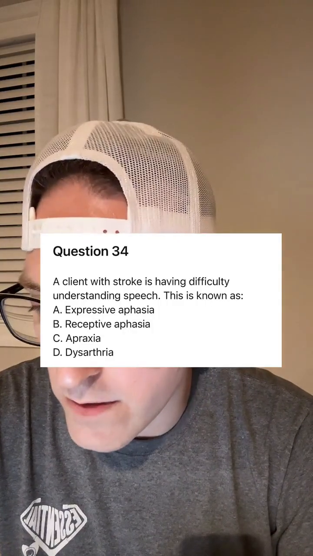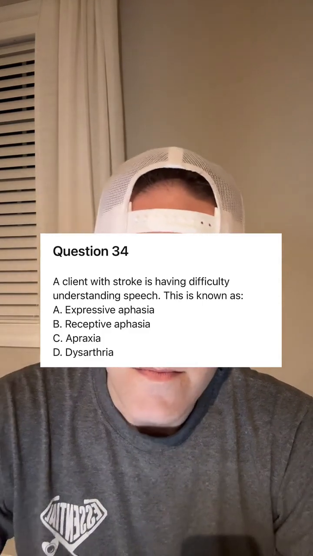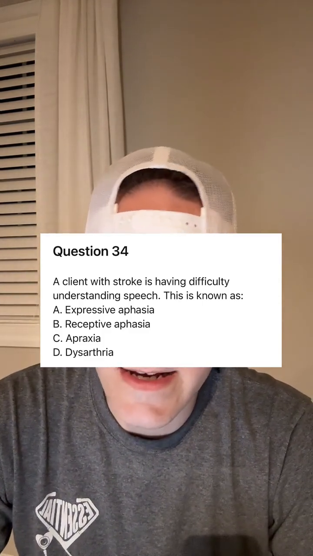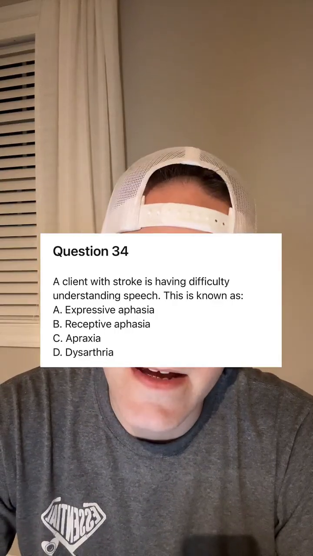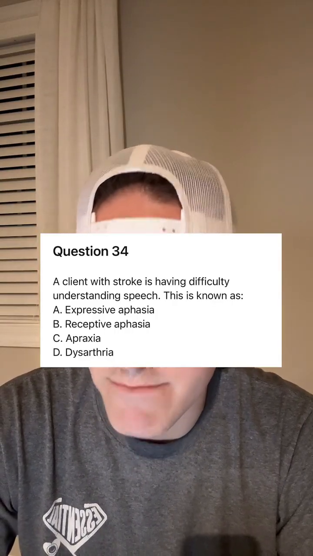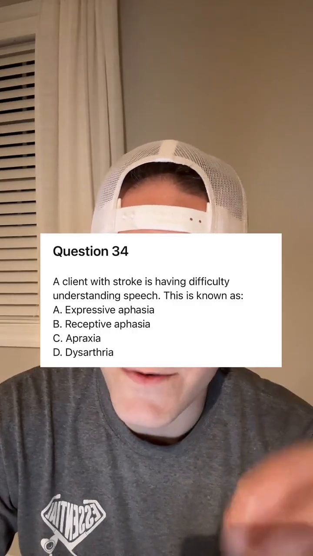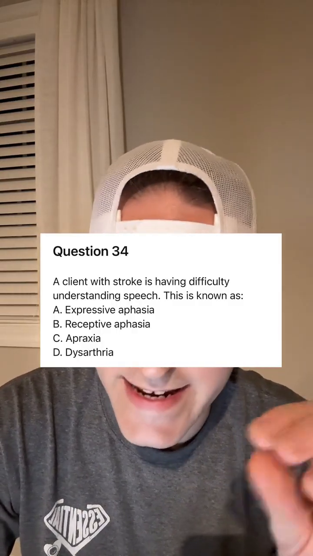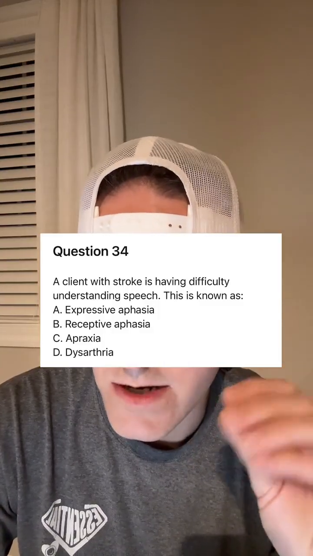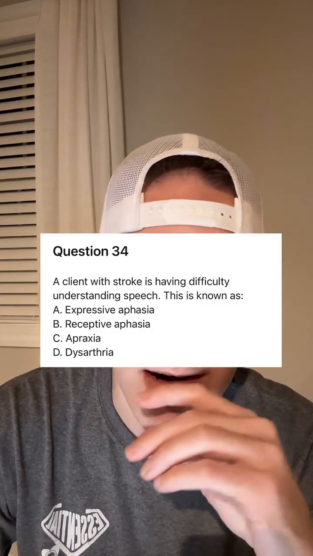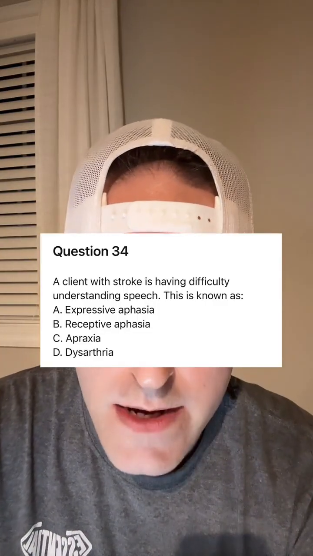Question 34. The correct answer here is going to be B, receptive aphasia. Receptive aphasia results from injury to Wernicke's area and causes difficulty interpreting spoken or written language. So we got that.